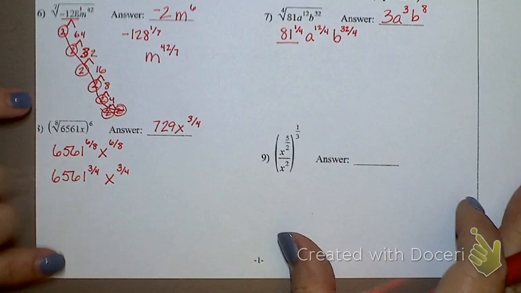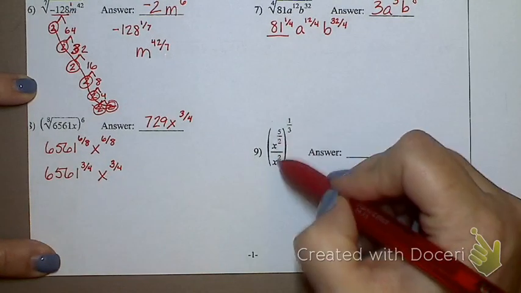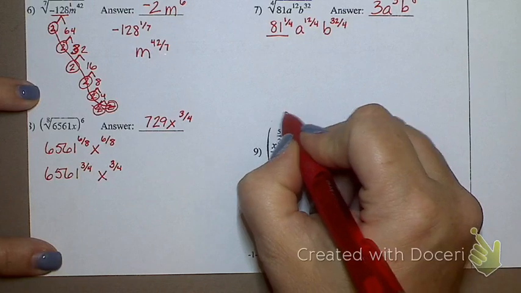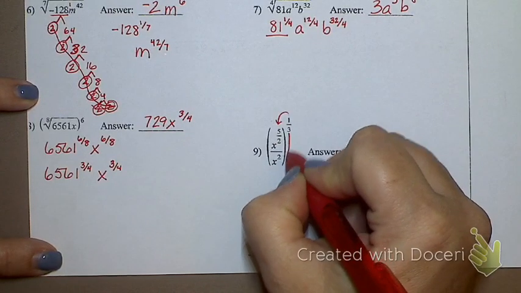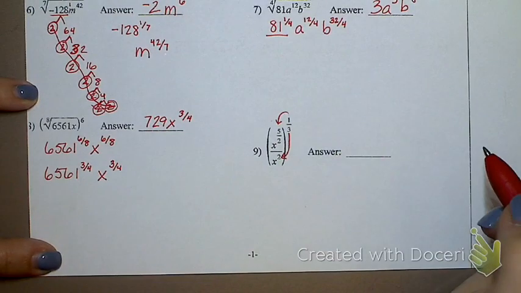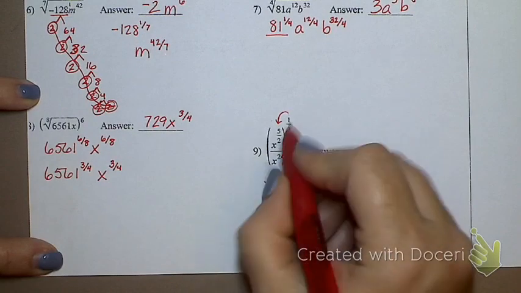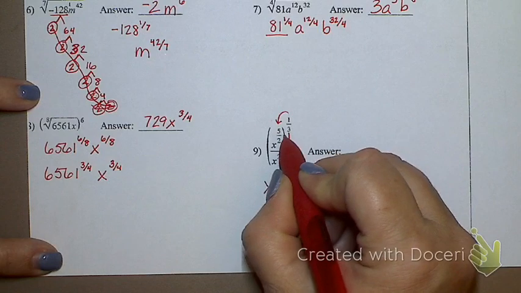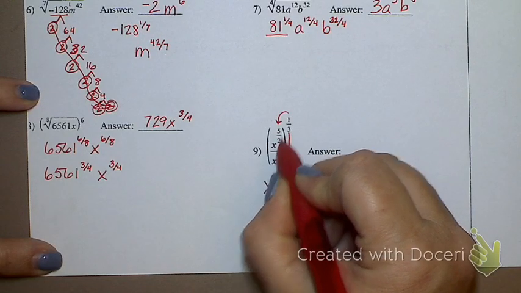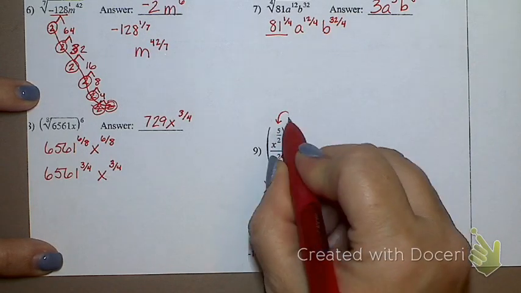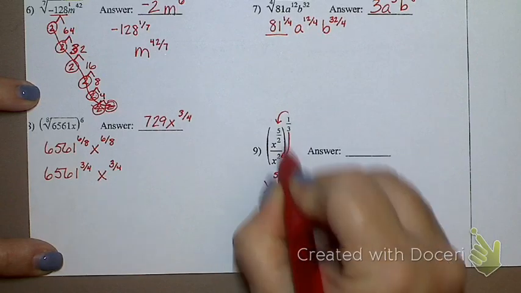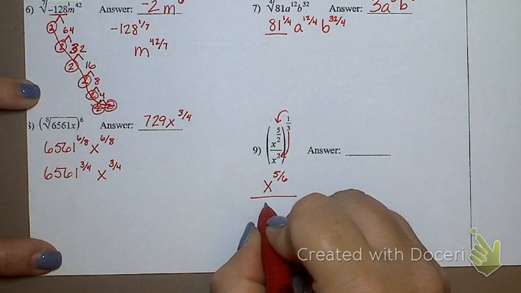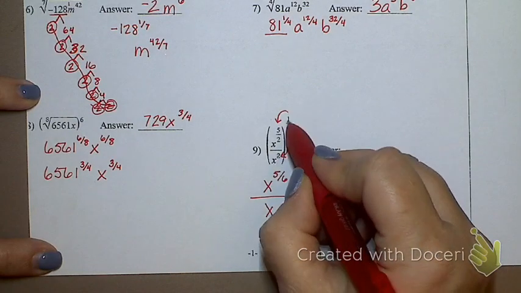All right, number 9. I have a fraction, but I have an exponent on that fraction. So what do I have to do? I have to apply that exponent to every part of the fraction. So let's see, x to the 5/2 to the 1/3. I'm going to multiply when I'm applying it to something that already has an exponent. So 5/2 times 1/3. 5 times 1 is 5. 2 times 3 is 6.